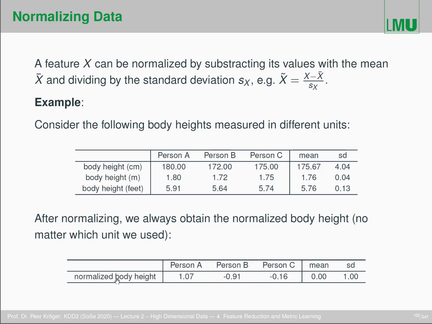And now for this normalized body height feature, the mean is 0 and the standard deviation is 1, which is the typical normalization goal in statistics, where you try to normalize all features so that the mean of the feature is 0 and the standard deviation is 1.